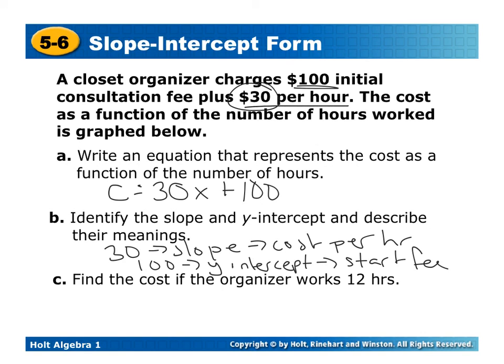Now we can use our equation to find the cost for 12 hours of work by taking 30 times 12 plus 100. So this becomes 360 plus 100, or $460.